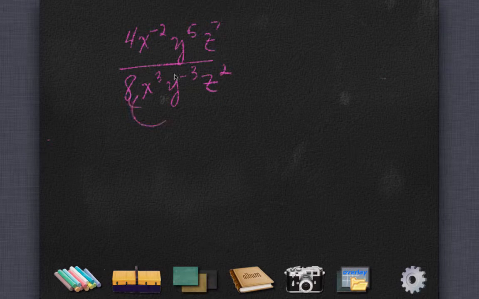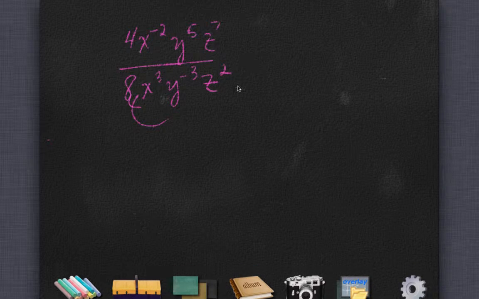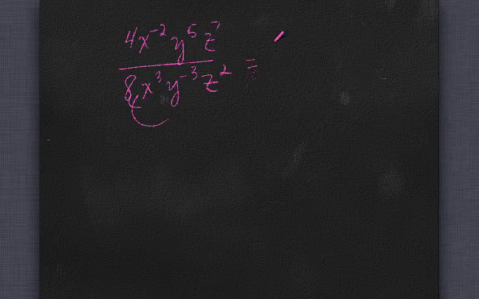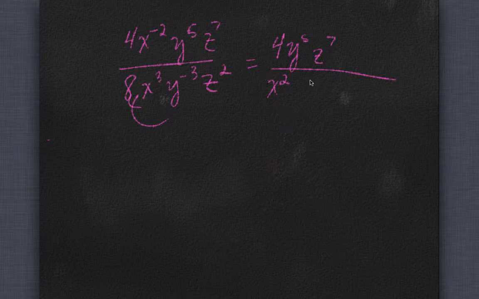Okay, so lost my cursor there. So then you would have 4 stays on the top, y to the 5th stays on the top, z to the 7th stays on the top, but the x squared goes down. 8 stays on the bottom, x cubed stays on the bottom, y cubed goes up, z squared stays on the bottom. Then you can factor everything.